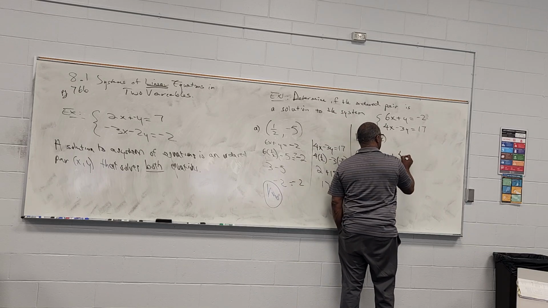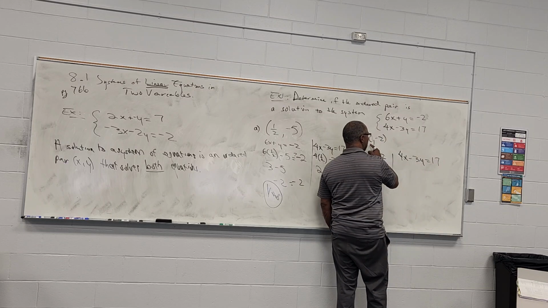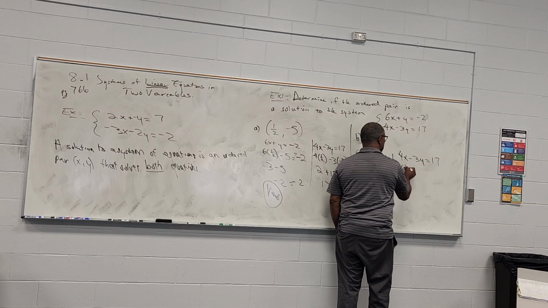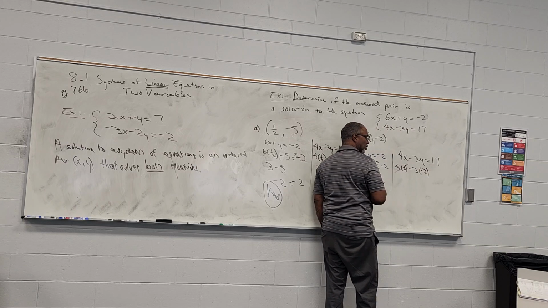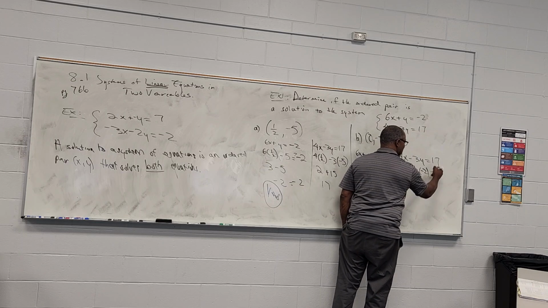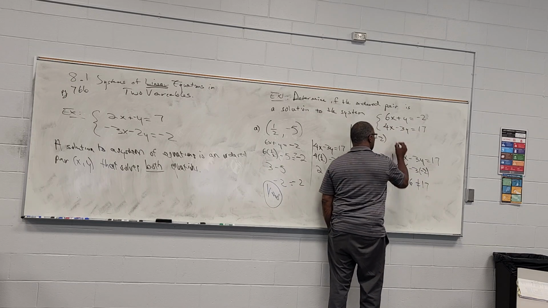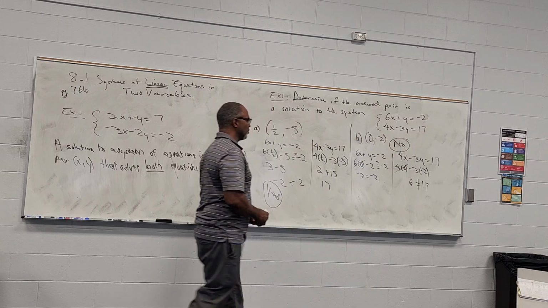What about the second line? 4x minus 3y equals 17. Where I have an x, I'm going to put a 0, minus 3 times, where I have a y, I'm going to put a negative 2. Well, 4 times 0 is 0. Negative 3 times negative 2 is positive 6, but 6 is not the same as 17. So no, that point is not a solution to the system.